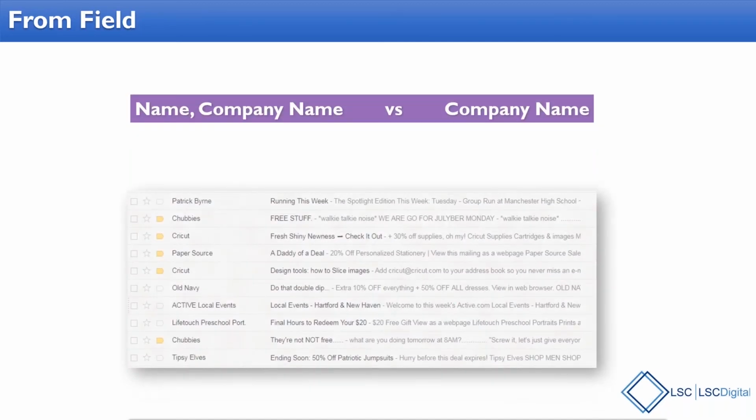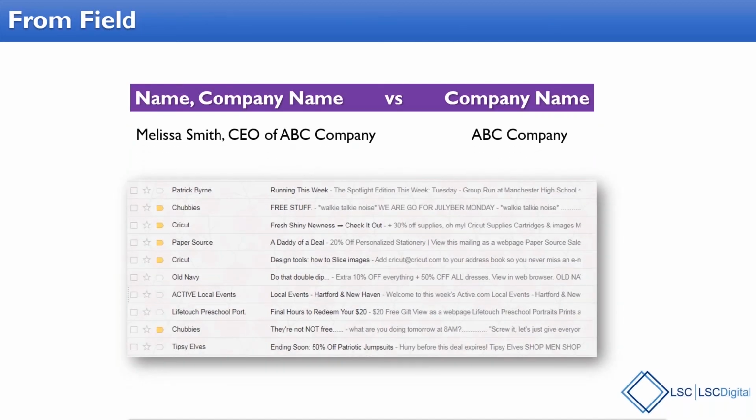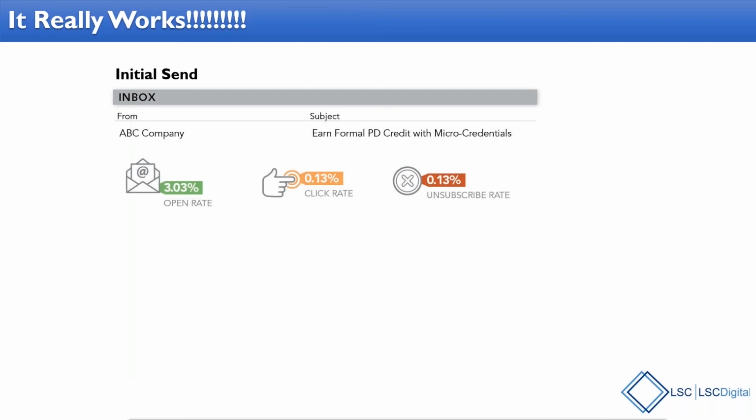From field. We talked about this a little bit already. Instead of just saying it's from the company, have it be from an individual. Overall, having it be from an individual does work best. But once again, I would always encourage somebody to test it. And here's a quick test that I was involved with, just to show how much this really does work.